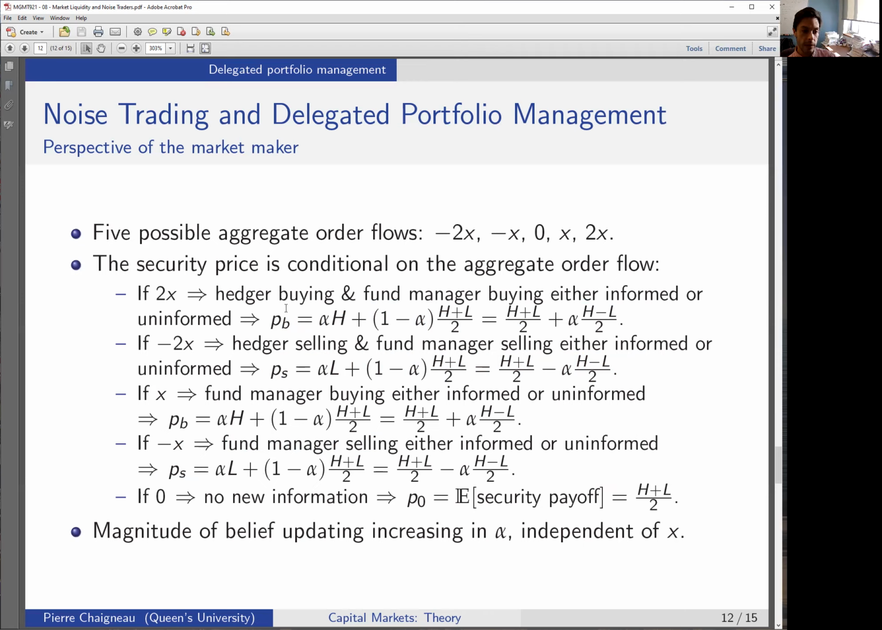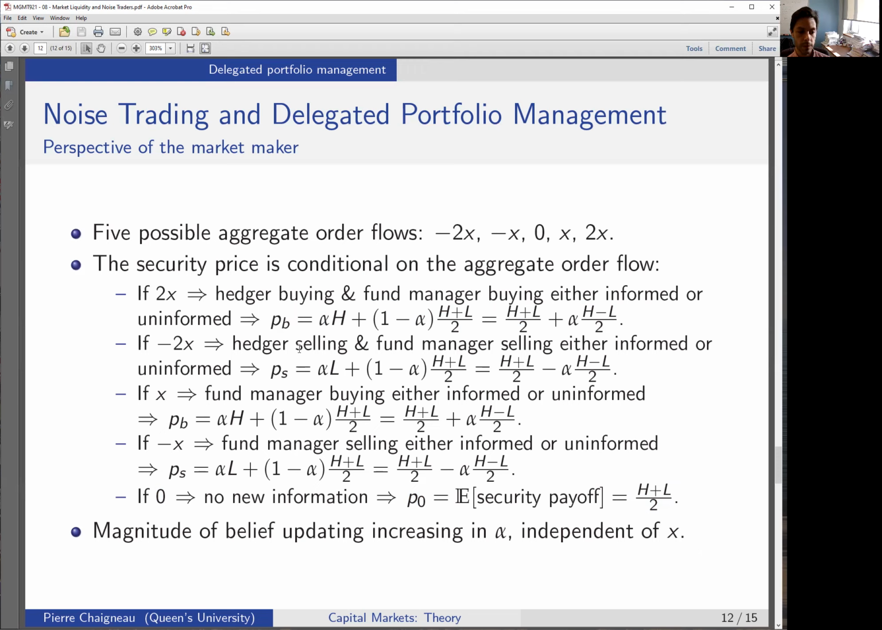The last case is when the aggregate order flow is 0. Then it can mean one of two things. The fund manager is always trading, so if the aggregate order flow is 0, it's because the orders of the fund manager and the hedger canceled out. So there's no new information, right? Because it could have been that the fund manager was buying and the hedger was selling, or the other way around. We don't know. Everything is symmetrical, with probability 1/2. So there's no new information. So the market price in this case is P0, where 0 refers to the aggregate order flow. And the price of the security is equal to the expected value of the security payoff with unconditional expectations. And so it's equal to this.